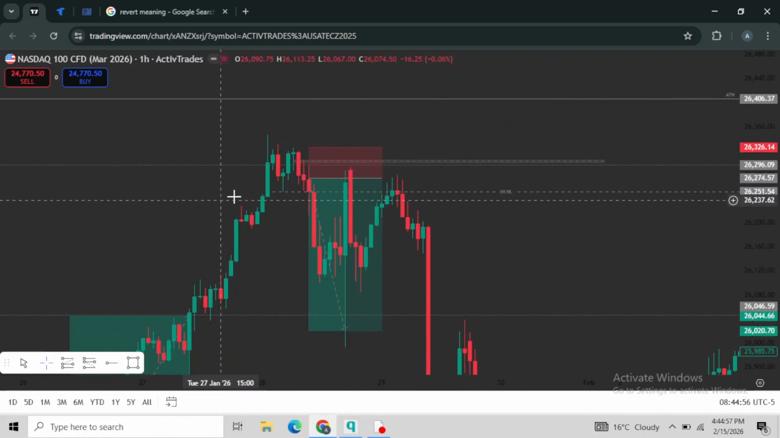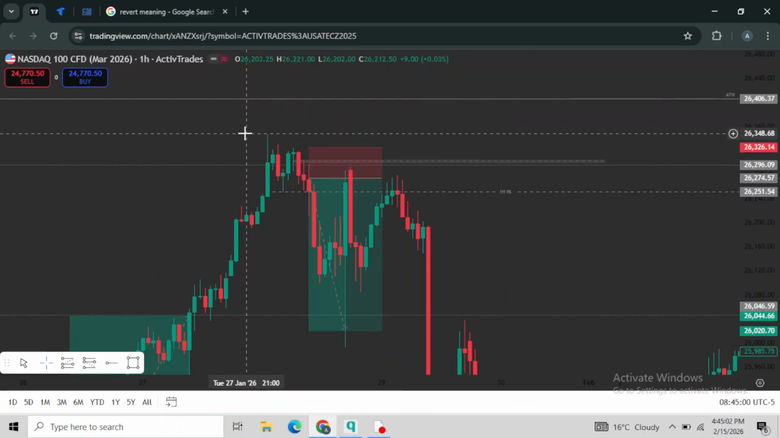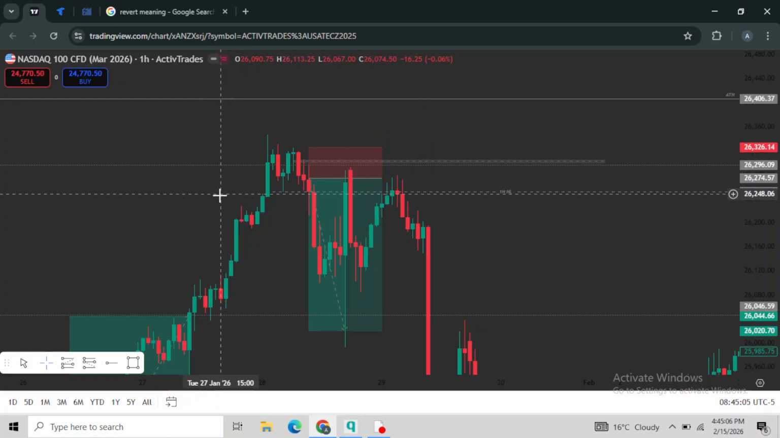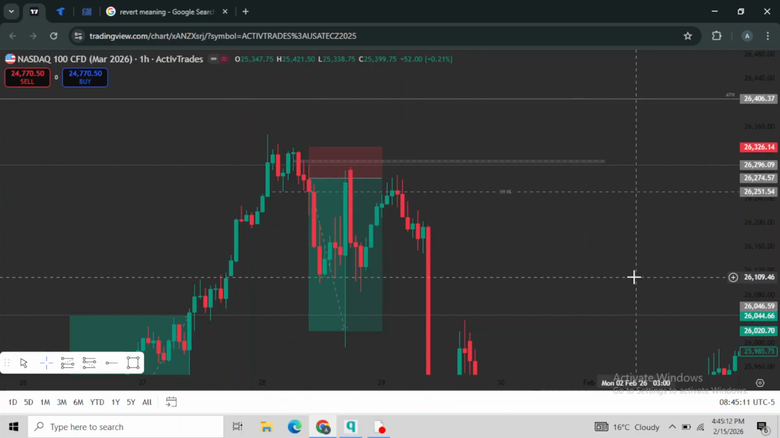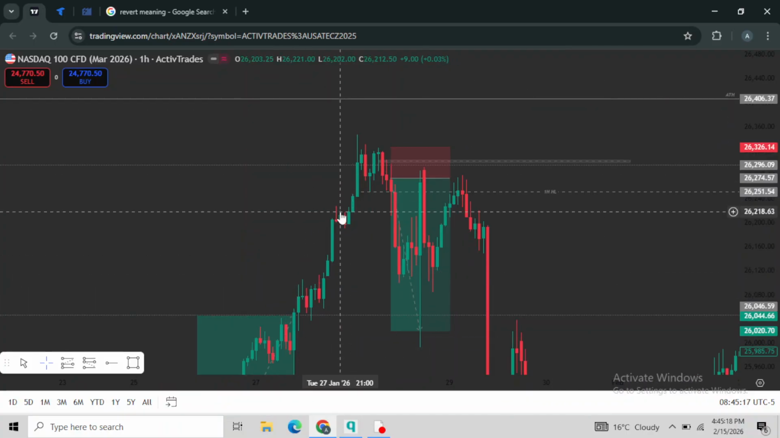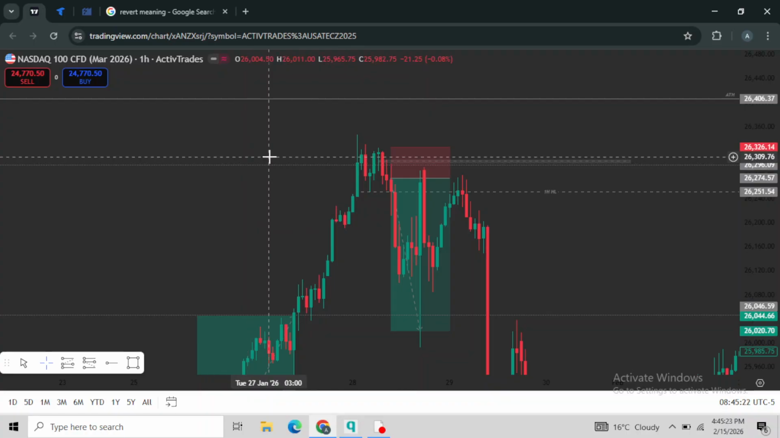So if price swept this 1 hour higher low here before sweeping the higher high, this is the 1 hour higher high, then I was looking for sales, and price did so. Price came, swept the 1 hour higher low during New York Open, and now that's indicating that price wants to go lower. Why? Because price was bullish, and then it reached this point after sweeping the buy side liquidity. Price printed a bearish reversal.